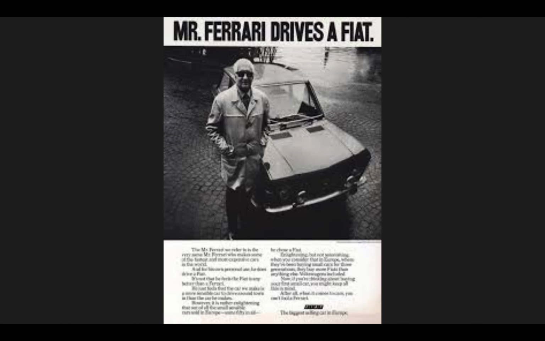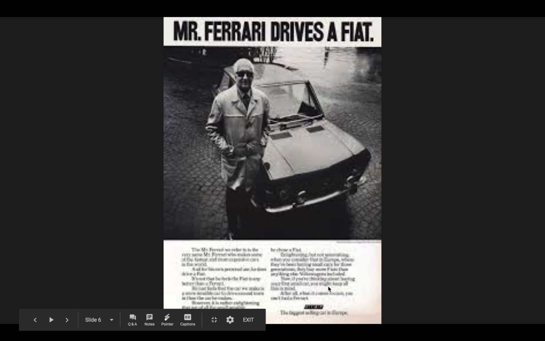Okay, this ad's fun. It says, sorry for the bad resolution here, but it says, Mr. Ferrari drives a Fiat, period. Then it has a picture of this guy who I guess is supposed to be Mr. Ferrari standing in front of a Fiat. And then it has a bunch of text here that says stuff about how Mr. Ferrari takes his girl out in his Fiat and has a good time and stuff like that.